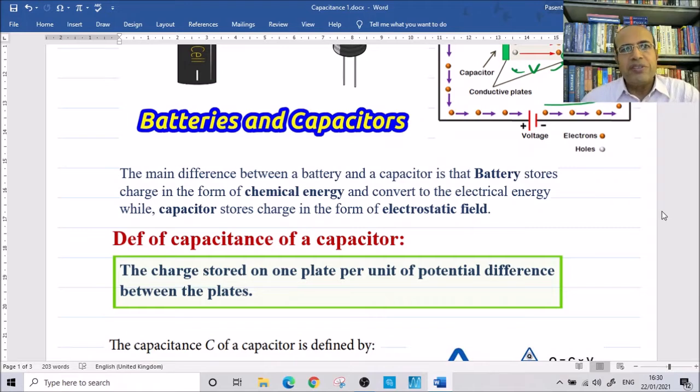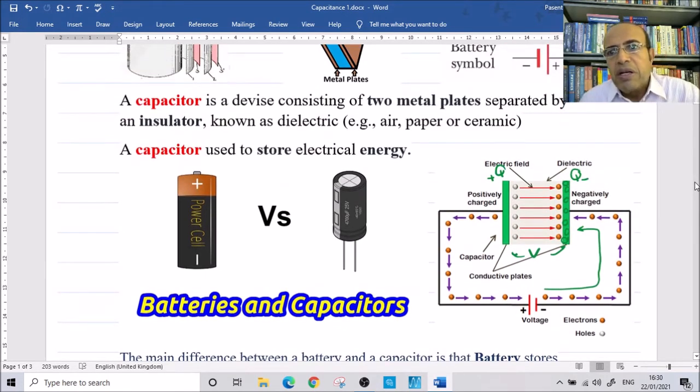What is the definition of capacitance of a capacitor? Actually, when we see this figure, the positive charge on one plate equals the negative charge on the opposite plate. So the total charge in the capacitor is zero. For that reason, the capacitor does not store net charge. But to separate the positive from the negative, work is done.